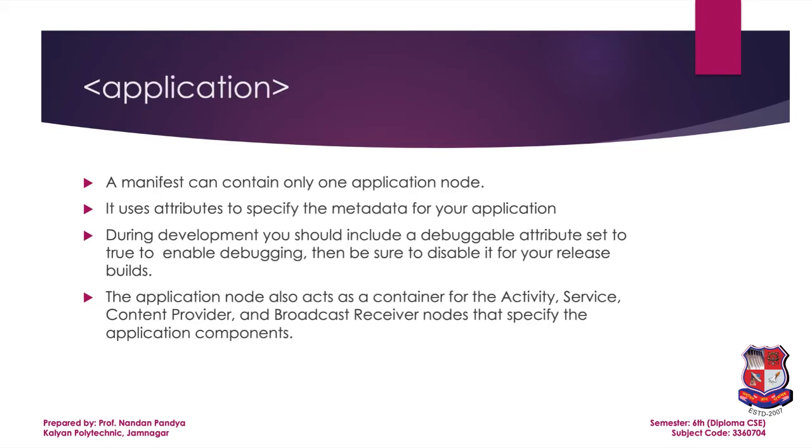The next important tag is application. A manifest can only contain one application node. It uses attributes to specify the metadata for your application such as title, icon, theme, etc. The application node also acts as a container for the activity, service, content provider, broadcast receivers, etc. that specify the application components.